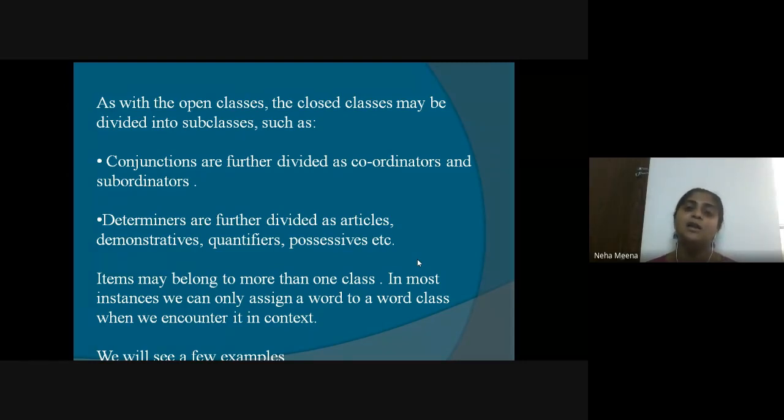Coordinating conjunctions will usually give you compound sentences. Subordinating conjunctions will give you complex sentences. Then determiners are further divided into articles, demonstratives, quantifiers, possessives, etc. The demonstratives that we talk about are also determiners. Pronouns can also be divided into subcategories. For example, there is the relative pronoun, such as the word that, which acts as a conjunction in a sentence. So the functionality differs.